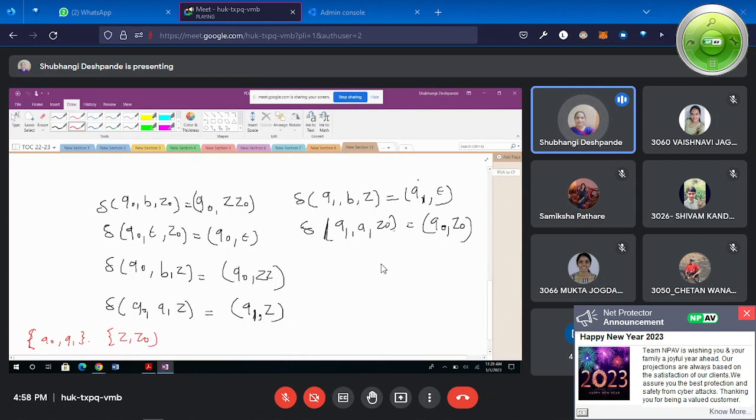हे रूल्स बरोबर आहे का, एकदा सगळे चेक करून घेऊयात परत एकदा, नाही तर गोंधळ व्हायला. Q0 B Z0 Q0 Z Z0; Q0 epsilon Z0 Q0 epsilon; Q0 B Z Q0 ZZ; Q0 A Z which results into Q1 Z; Q1 B Z Q1 epsilon; and Q1 A Z0 is equal to Q0 Z. So these are the states.